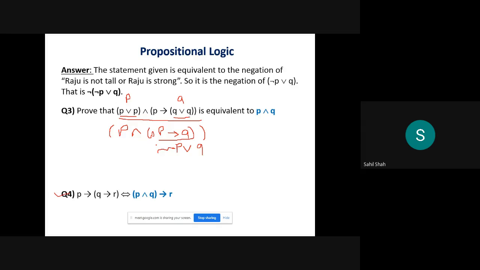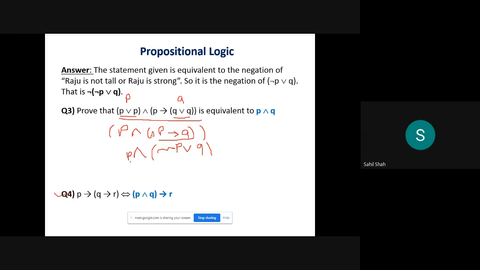ठीक है, हे bracket मध्ये आलो. We are having this in this, and we are having outside P and. So if I further do P conjunction negation of P, what will be result? False. Okay, we will have false result as such. But we need to expand it further.